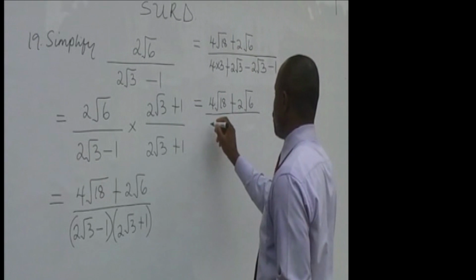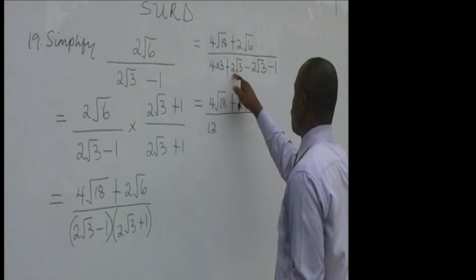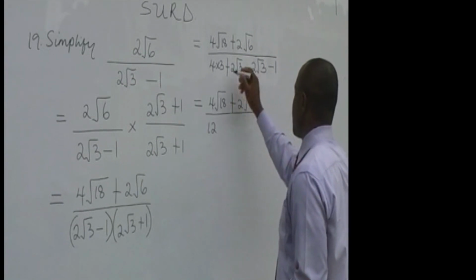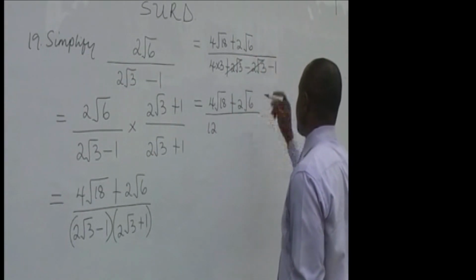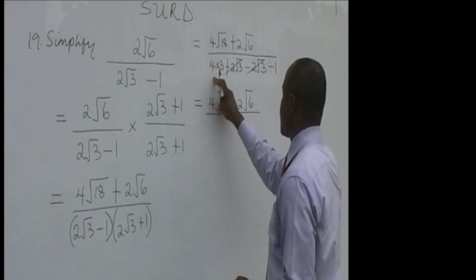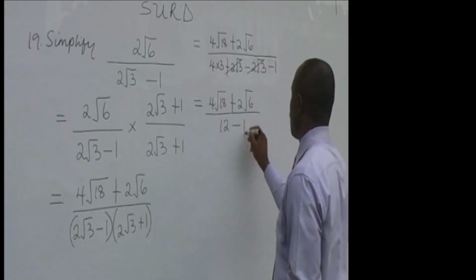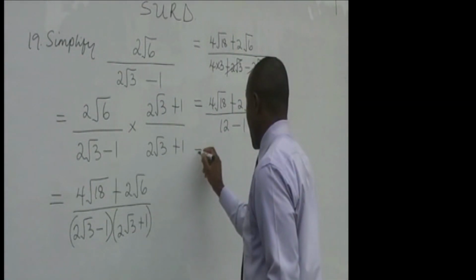4 times 3 is 12. So we're going to have 12 now, plus 2 root 3 minus 2 root 3. They will cancel themselves. So we have 12, let me write that at the middle. 4 times 3, which is 12. Now minus 1. I have now is this.